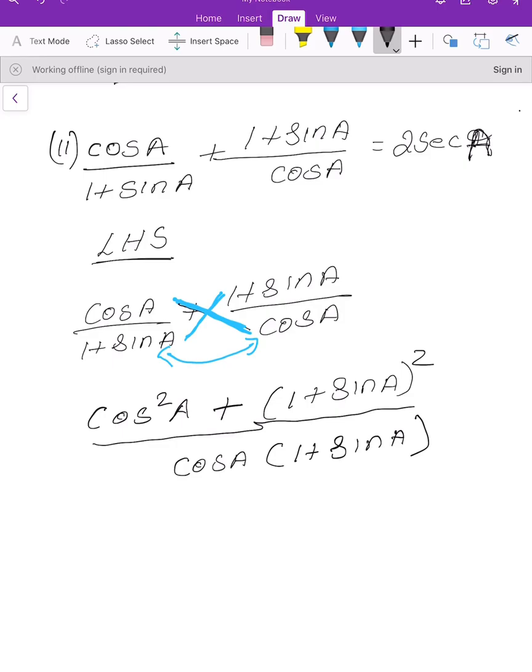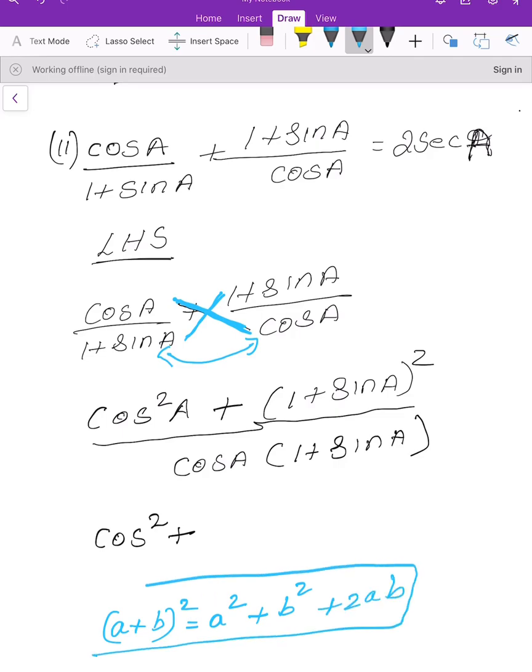So next step is the cos square A. I'll write as it is plus 1 plus sin square A. I'll try to expand. For expansion, I can use my algebraic identity: A plus B the whole square is equal to A square plus B square plus 2AB. This is the identity I am going to use.